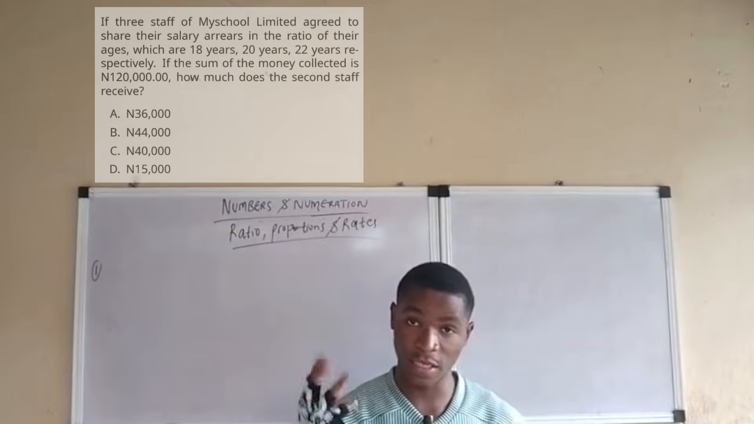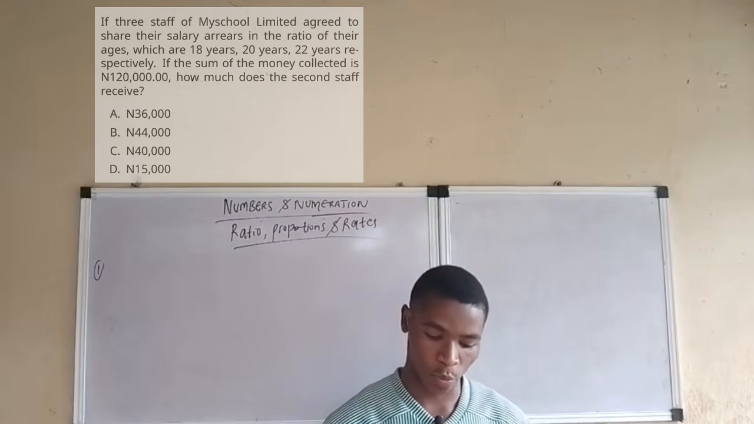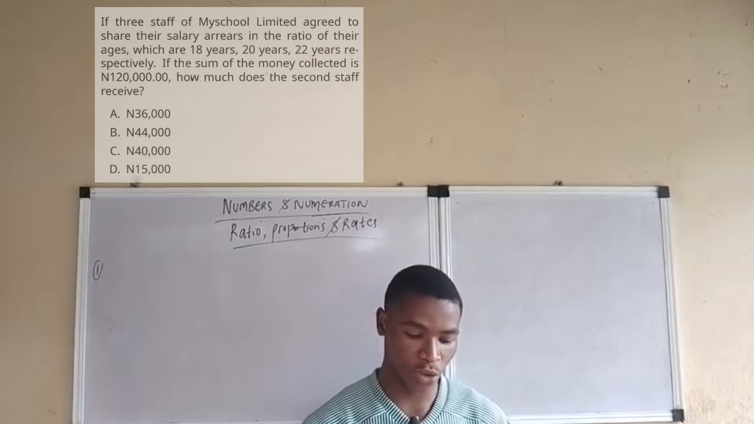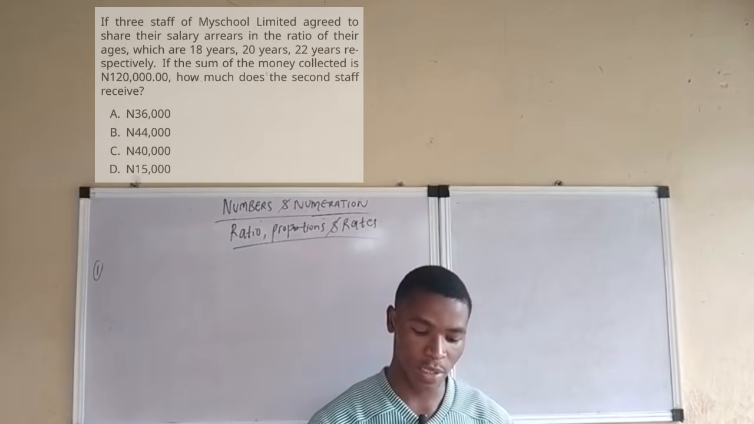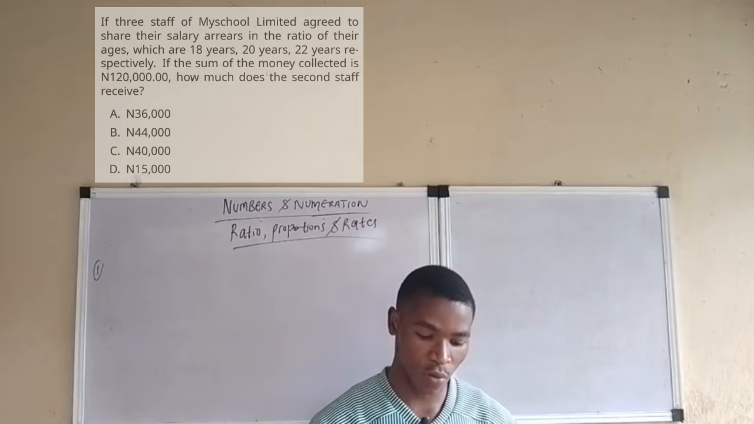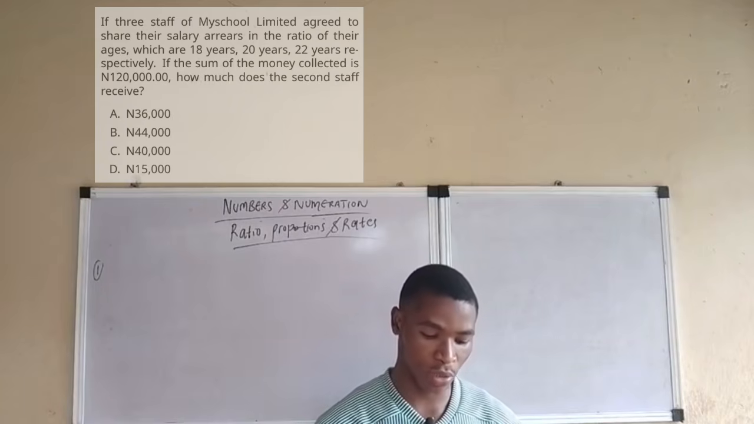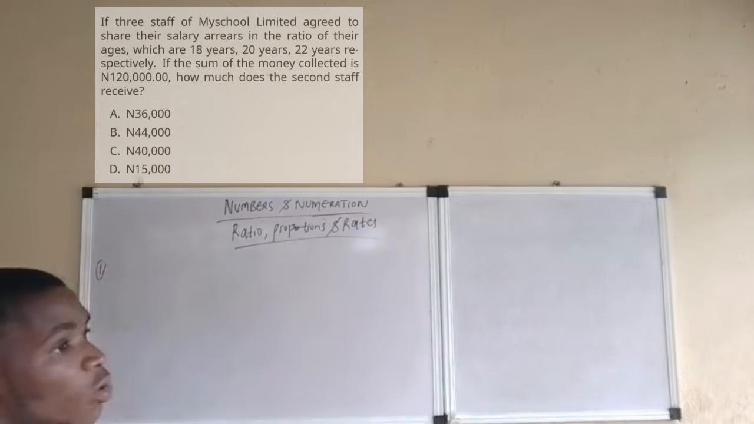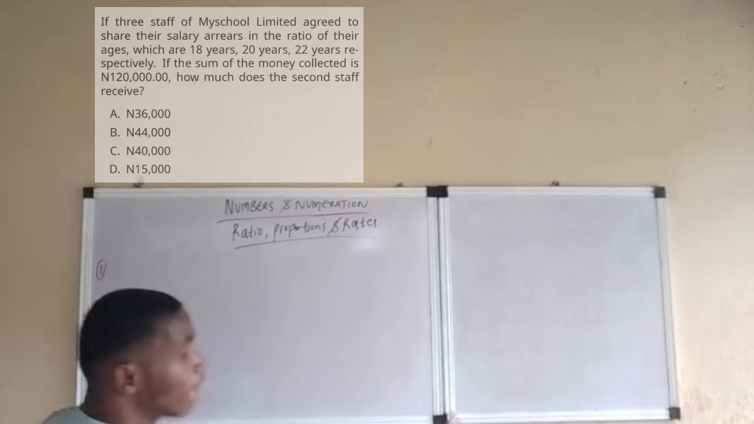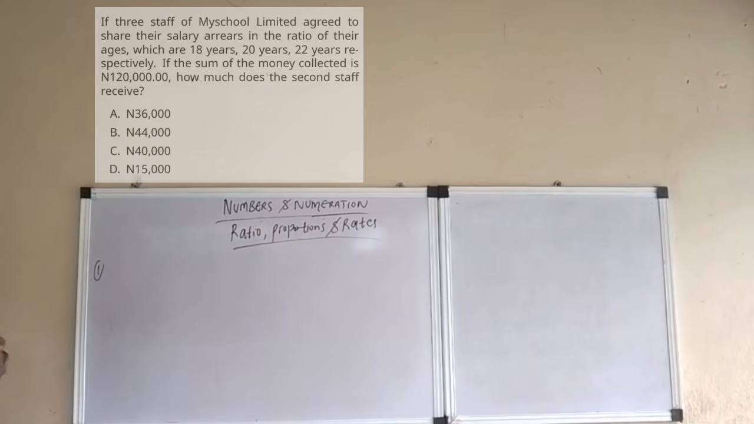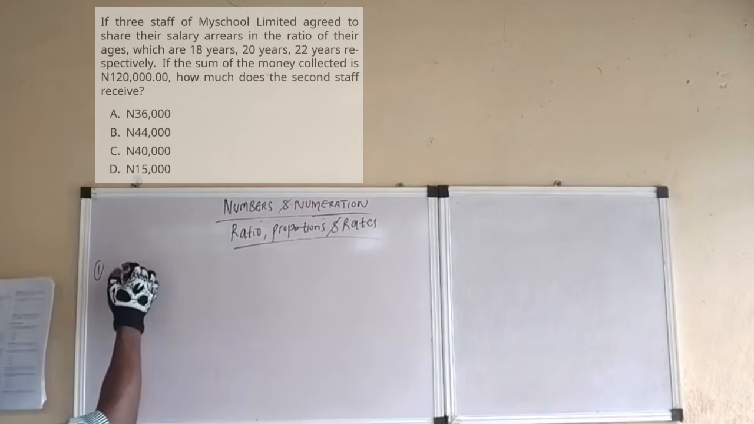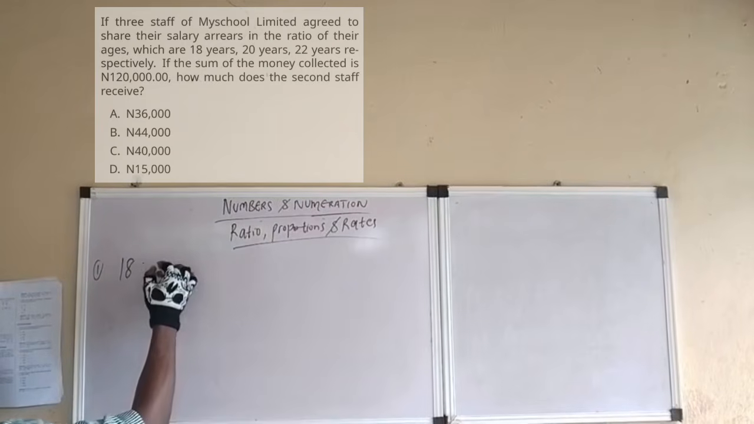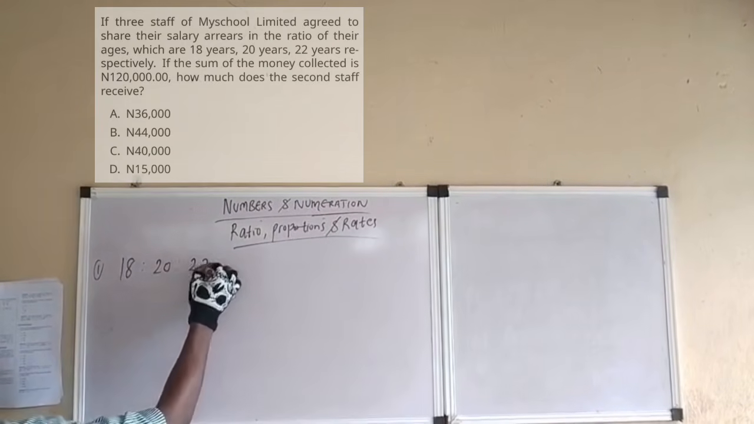If 3 staff, there are 3 staffs involved in this proportion that we're going to be doing, 3 staffs of my school limited agree to share their salary arrears in the ratio of their ages, which are 18 years, 20 years, and 22 years respectively. The sum of the money collected is 120,000. How much does the second staff receive? So when it comes to ratio, usually you have to do a lot of division and summation also. So one thing you want to do is, first of all, write their ages in ratio, because we are told that they are sharing it based on their ages. So we have 18 ratio 20 ratio 22.